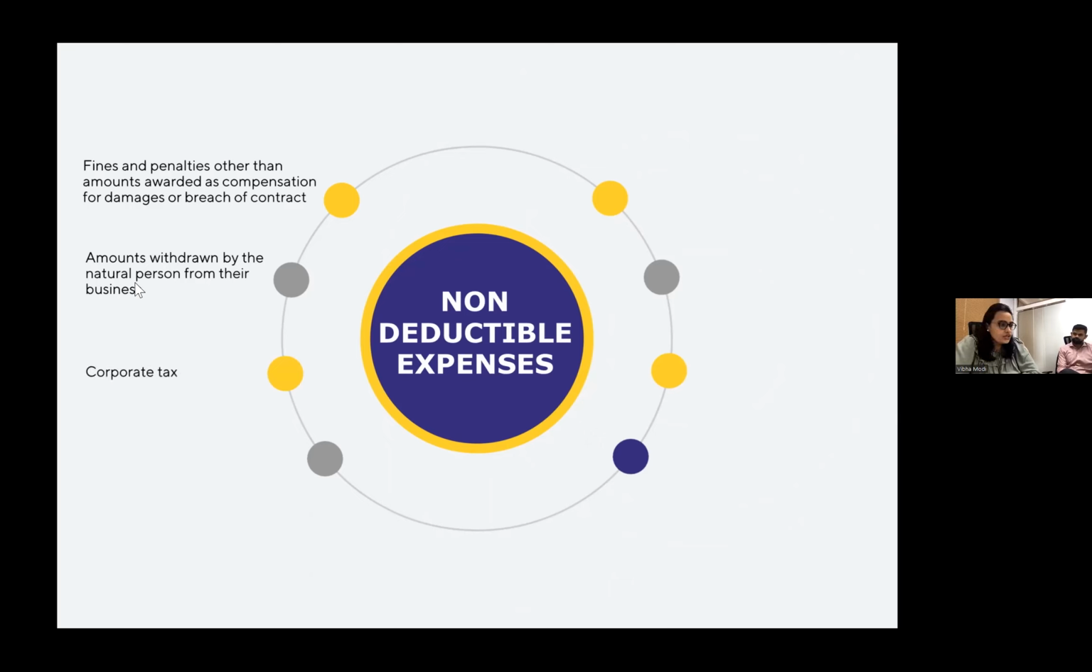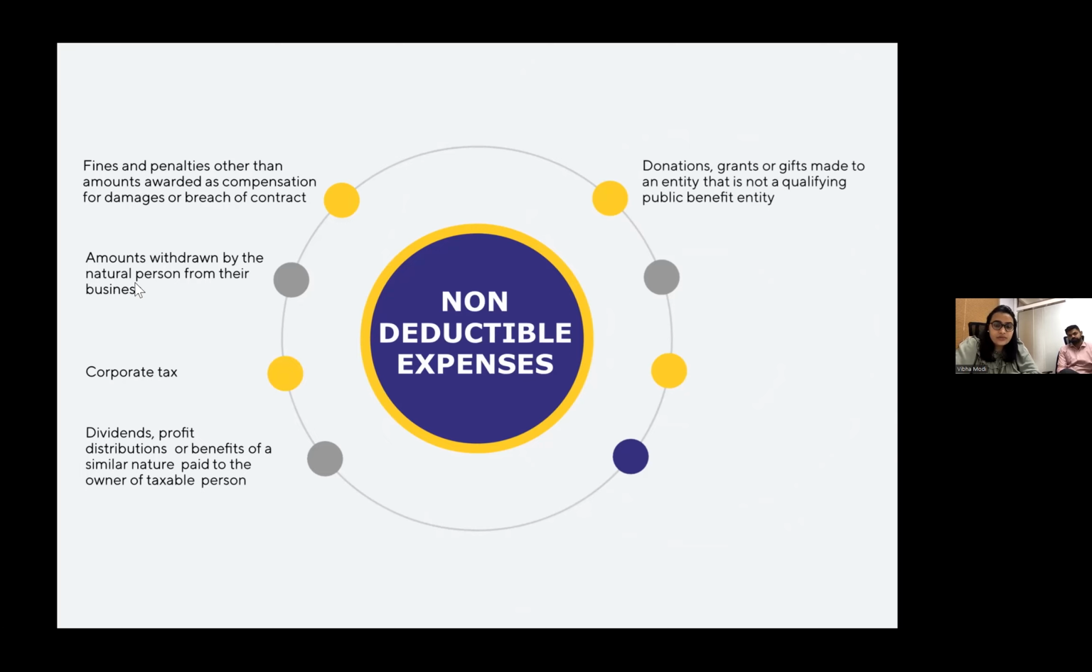Furthermore, any corporate tax you have paid, in the UAE or outside the UAE, is not a deductible expense. Dividends, profit distributions, or benefits of a similar nature paid to an owner of a taxable person, that means a shareholder, manager or owner of a company, are not going to be deducted from the taxable income. Any donations, gifts or grants made to a public benefit entity which is not a qualifying public benefit entity are not deductible expenses. Any bribe or illicit payment is also not allowed as an expense. Recoverable input VAT, which you show in your VAT returns, is also not deductible. Tax on income imposed on a taxable person outside the UAE, whatever tax you have paid outside the UAE, is also not a deductible expense.